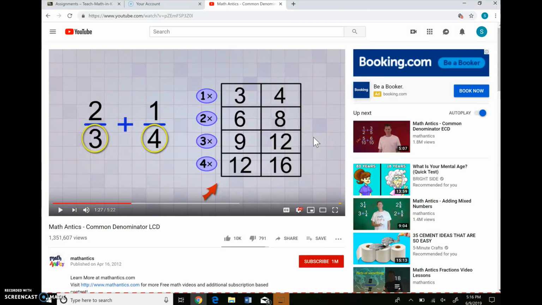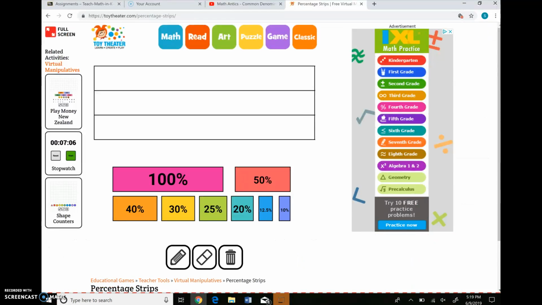And so I would just teach them how to do this on scratch paper whenever they're having troubles, and remind them to write it out, and that they may need to go all the way down to 9 or 12, depending on what numbers they're working on, to figure out which one is the least common denominator. On Toy Theater, I really like most or all of the ones they have for fractions.